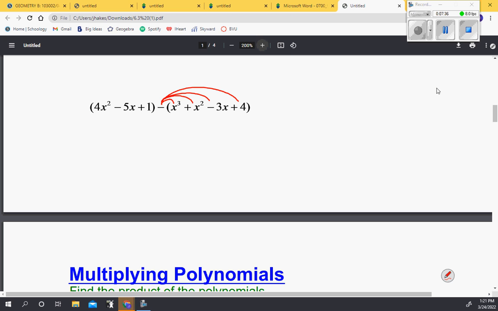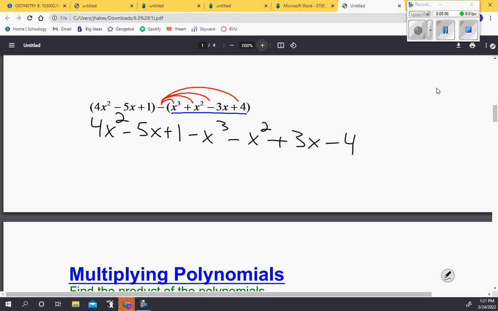On the left side, the left parentheses, nothing's changed. So I'm just going to rewrite this as 4x squared minus 5x plus 1. When I distribute that negative, all the signs inside the right parentheses flip. So instead of a positive x cubed, I have a negative x cubed. Instead of a positive x squared, I have a negative x squared. Instead of a negative 3x, I have a positive 3x. And instead of a positive 4, I have a negative 4.